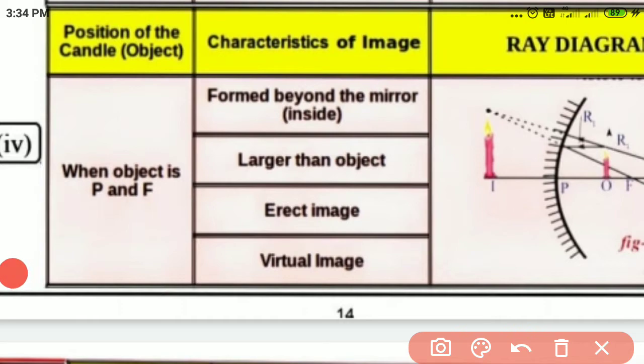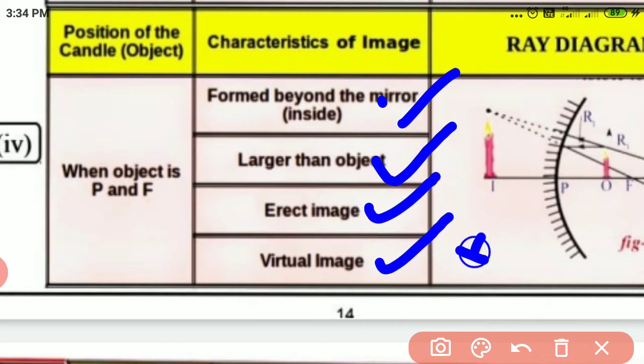Formed beyond the mirror, inside the mirror. Next, larger than the object. Then it's an erect image. It's a virtual image. So what do we mean by virtual?